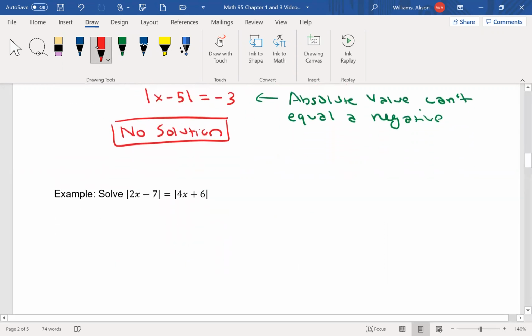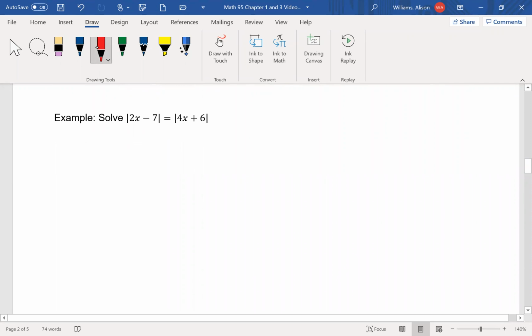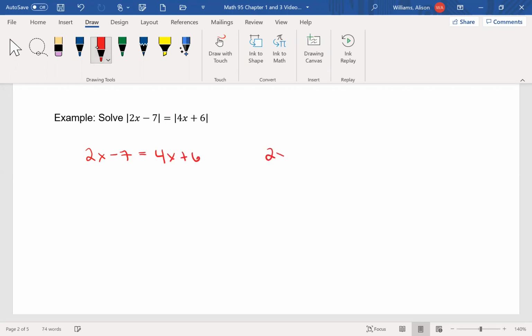Let's go ahead and look at this one. 2 absolute values. Okay, so it looks a little intimidating, but I'm going to approach it the exact same way as I did earlier. I'm going to take 2x minus 7, and I'm going to set it equal to 4x plus 6. That's the positive version. And then I'm going to take 2x minus 7, and I'm going to set it equal to negative 4x minus 6. That's the negative version. So I'm still doing a positive negative case.